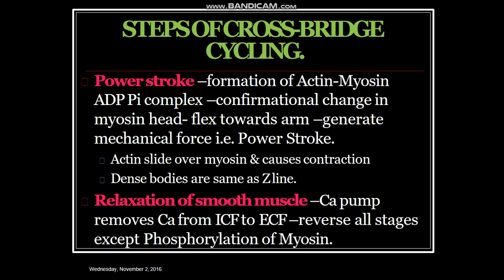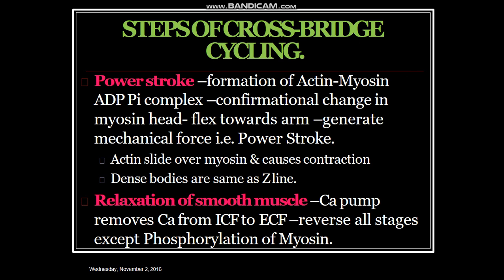As a result, in the case of a sarcomere, which is the functional unit of the skeletal muscle, look at what happens with these gliding and sliding movements. The Z lines approximate each other. But in the case of smooth muscle, the dense bodies are the counterparts of the Z lines, so they approximate each other.